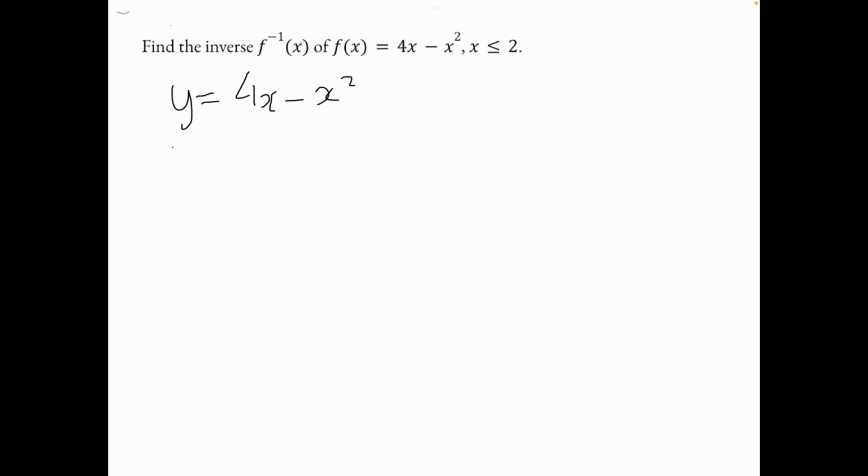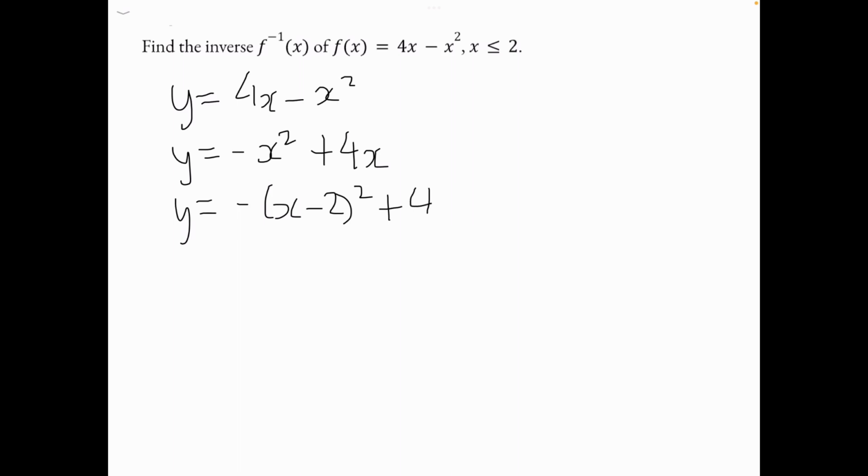So we'll have y = -x squared + 4x, so y = -(x - 2) squared + 4. Now we can swap x and y. So x = -(y - 2) squared + 4. And now we must isolate y.